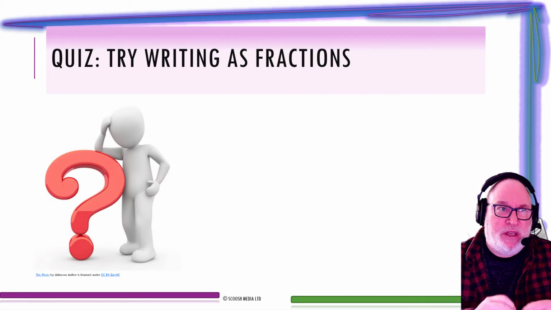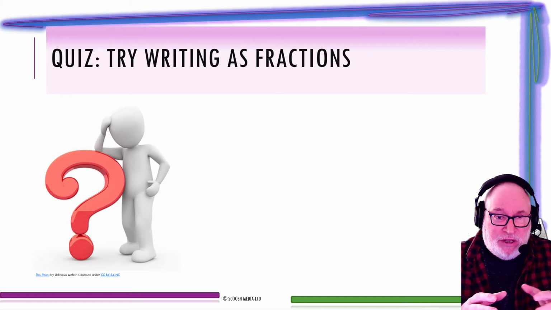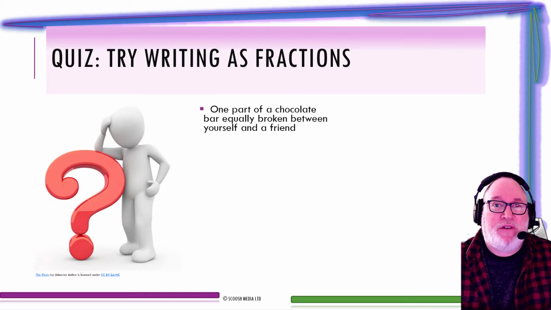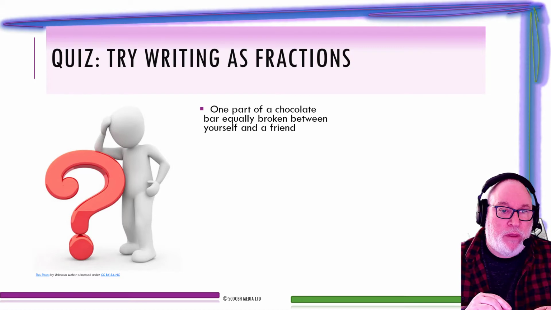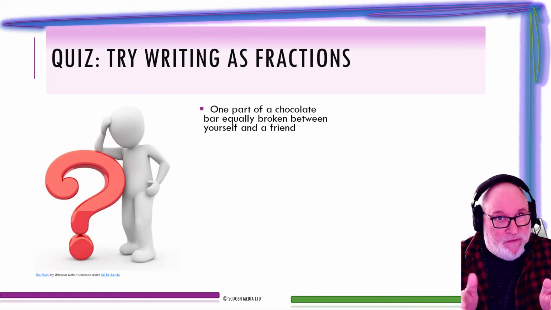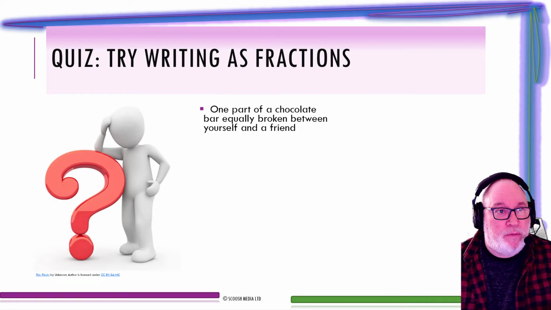So try writing some of these as fractions, just based upon what I've just shown you. Have a look at one part of a chocolate bar equally broken between yourself and a friend. Not the way in which siblings do it. I've got brothers, and they always say, which half do you want? Left or right, and they'd hide behind the back. There you are, you have the weakest half. No, I mean equal, alright? That's the way it should be broken, in half. So a bit for you, a bit for me. Okay, so write that. You try doing this.